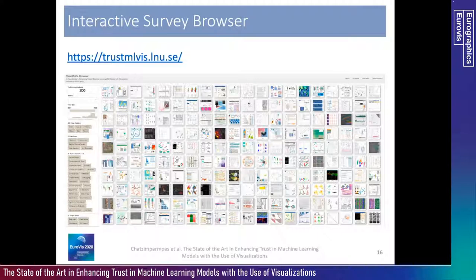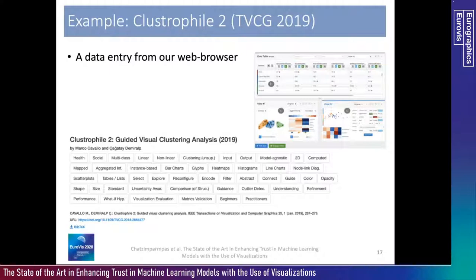Moreover, to facilitate the exploration of this categorization, we host an online survey browser at trustmlvis.lnu.se. You can explore the papers on the main view with the help of interactive filters on the left sidebar. As an example, we have taken a data entry from our online survey browser. It is an interactive visualization tool called Clustervision, which was built for guided clustering analysis. It supports what-if hypotheses by guiding users in a clustering-based exploratory analysis. It also adapts incoming user feedback to improve user recommendations and helps with the interpretation of different clusters.